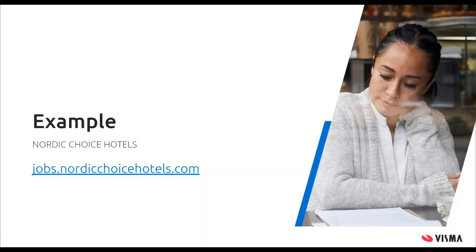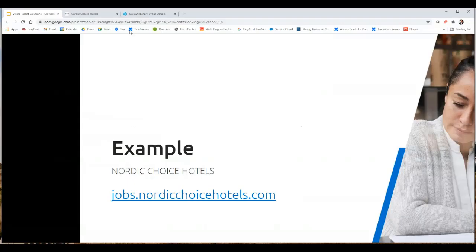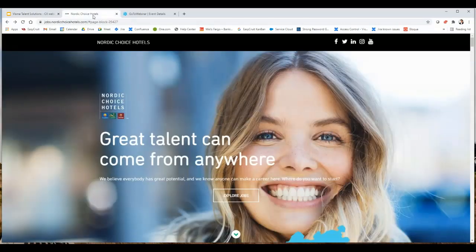And here we have a really good example for you. This example is for Nordic Choice Hotels. And the first thing, as I said on the previous slide, try to use a simple URL. As you could see, it was jobs.nordicchoicehotels.com, really easy to remember, really easy to communicate.